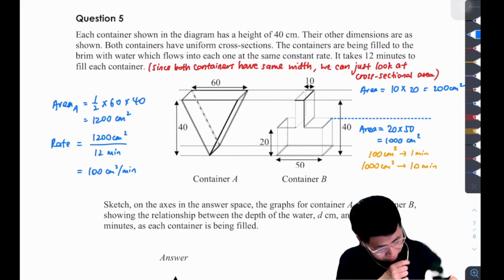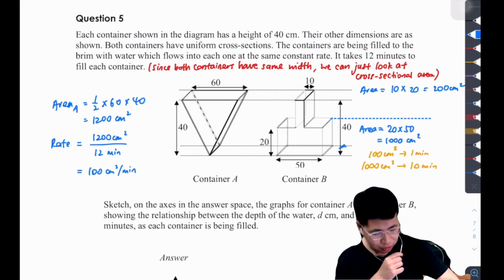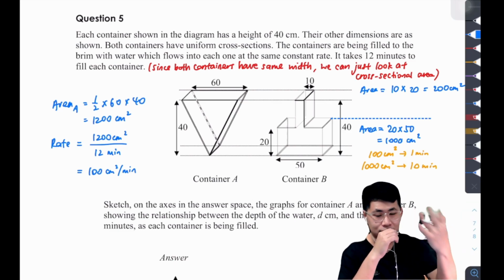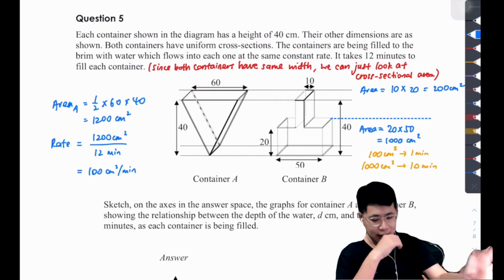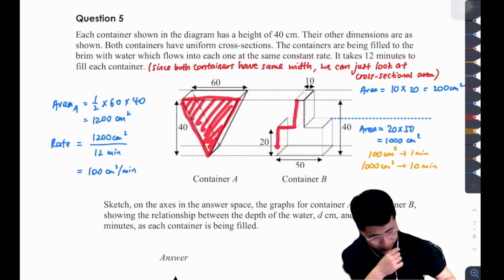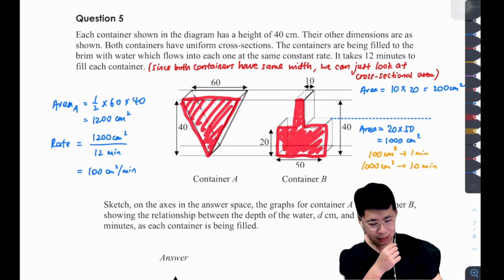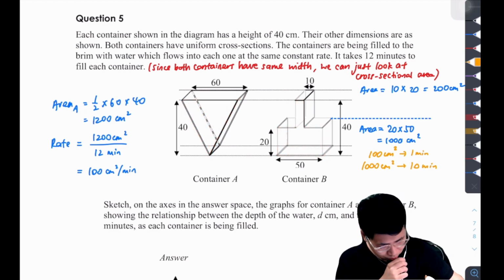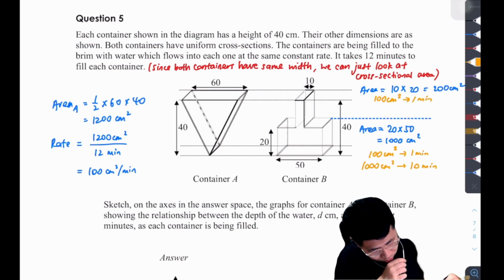Because the width is the same, actually you can also say that the cross-sectional area for both container A and container B are the same. So this area over here is going to be the same as this area over here, and we can use this to form certain calculations. Borrowing the same part, 100 cm square is filled in 1 minute, so over here we have 200 cm square, so it's going to fill in 2 minutes.